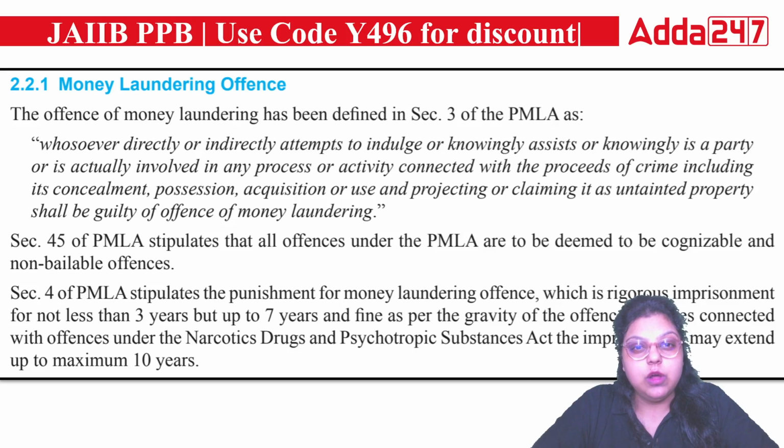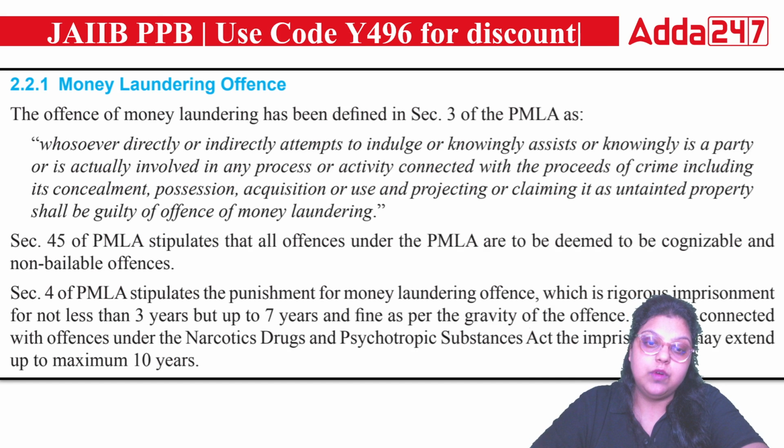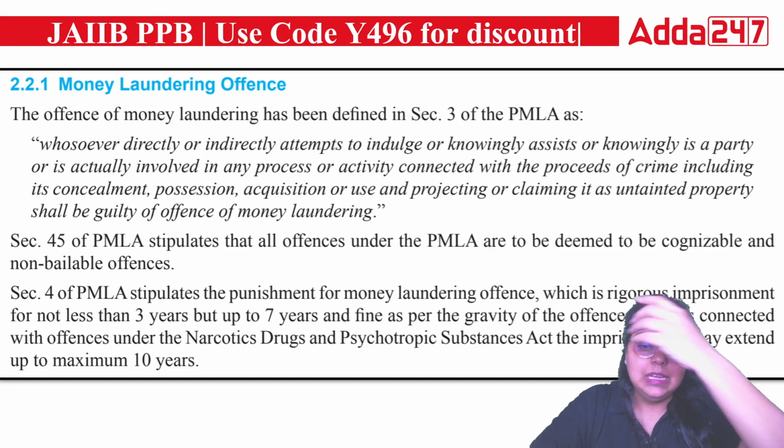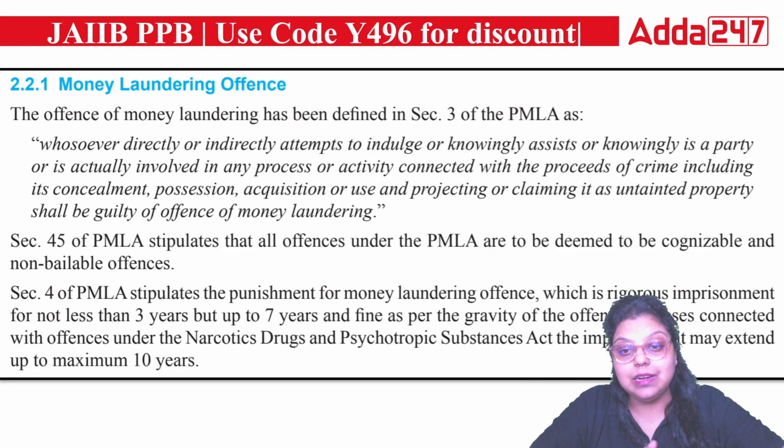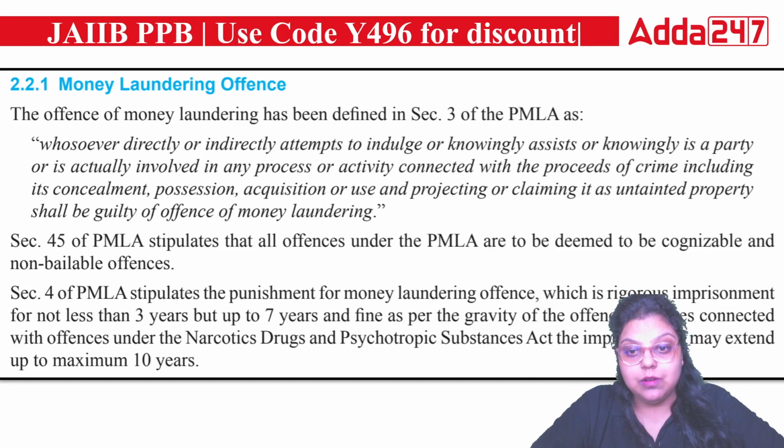Next, we have money laundering offenses. The 3 sections are very important. Section 5 tells us about the offense of money laundering, like when it will be counted that this is a money laundering offense performed by the person. It says simply: whoever person, directly or indirectly, knowingly or unknowingly, is involved in any process or activity connected with the proceeds of crime, including its concealment, possession, acquisition or use, and projecting or claiming it as untainted property, shall be guilty of the offense of money laundering. That's defined under Section 3 of the Prevention of Money Laundering Act 2002.